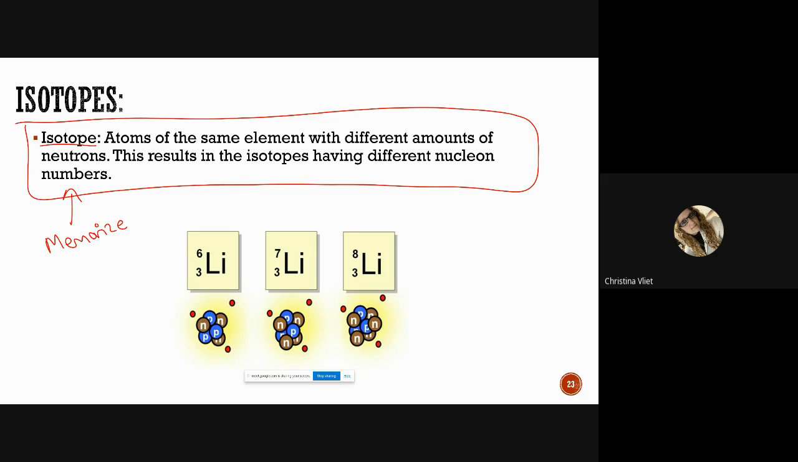One mark is to say that you have atoms of the same element. So underline that. The second mark is different amounts of neutrons. So that's how it breaks up. You first have to say atoms of the same element. So different versions of the same element, because they have different amounts of neutrons. That's what makes it an isotope.